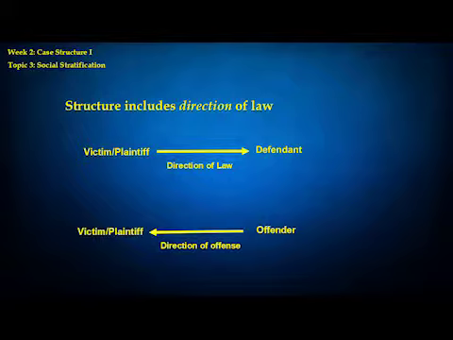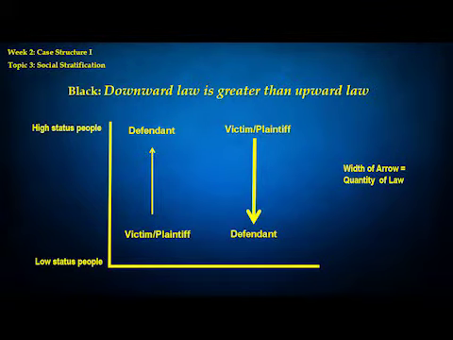And this is all relevant to understanding the role of social inequality, because whether the direction is going from a rich person to a poor person or from a poor person to a rich person matters. So here the relevant pattern, the general theory of law, is that downward law is greater than upward law, meaning that cases in which the law is being mobilized by a higher status person against a lower status person tend to attract more law than the reverse. Likewise, cases in which the law is operating on behalf of a higher status person who's allegedly been victimized by a lower status person tend to produce more law than the reverse.